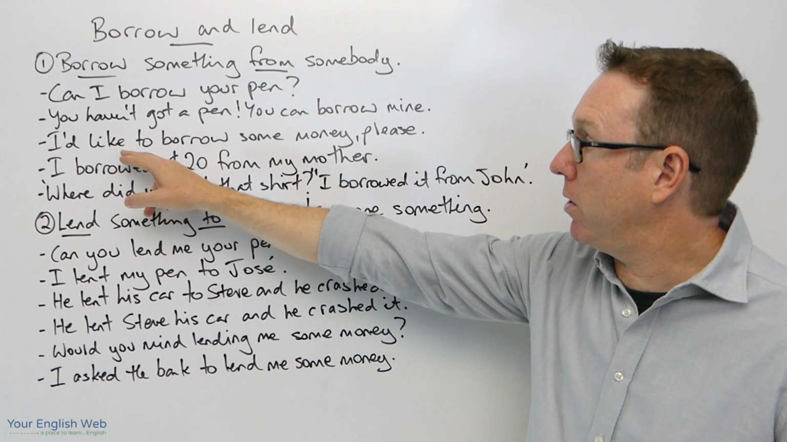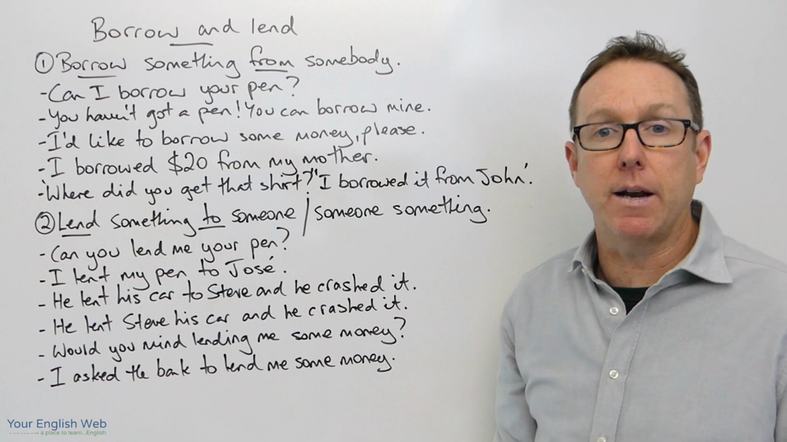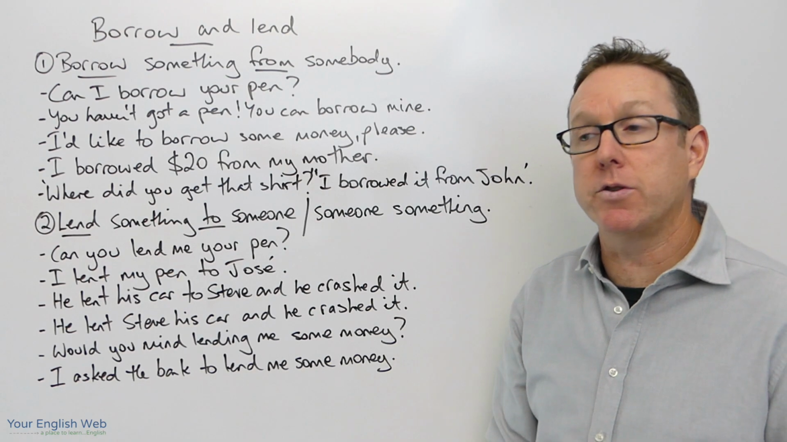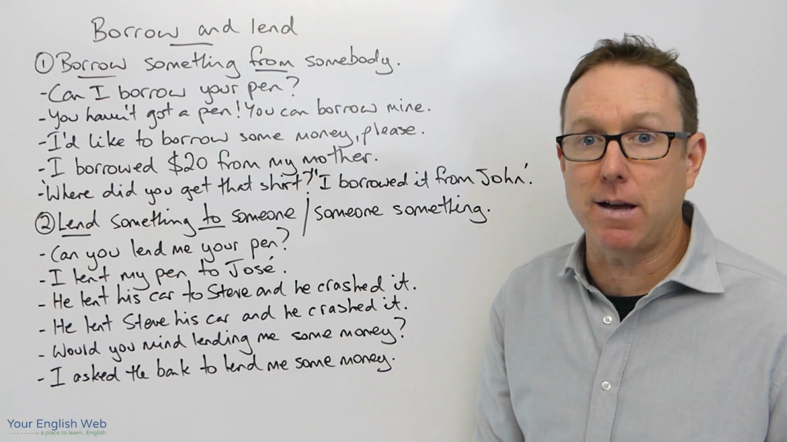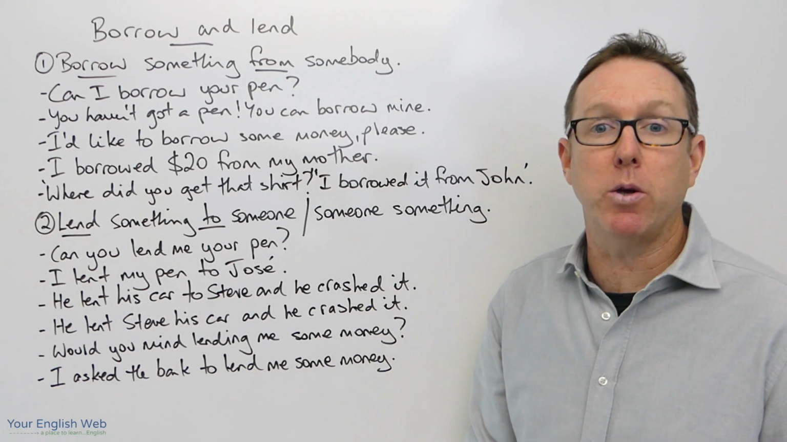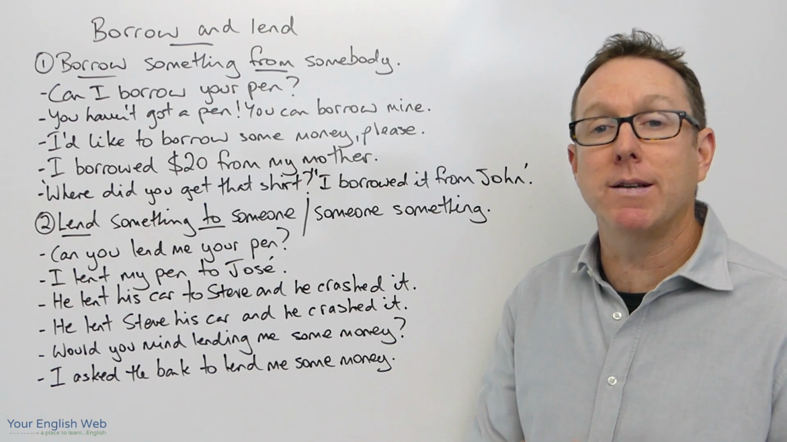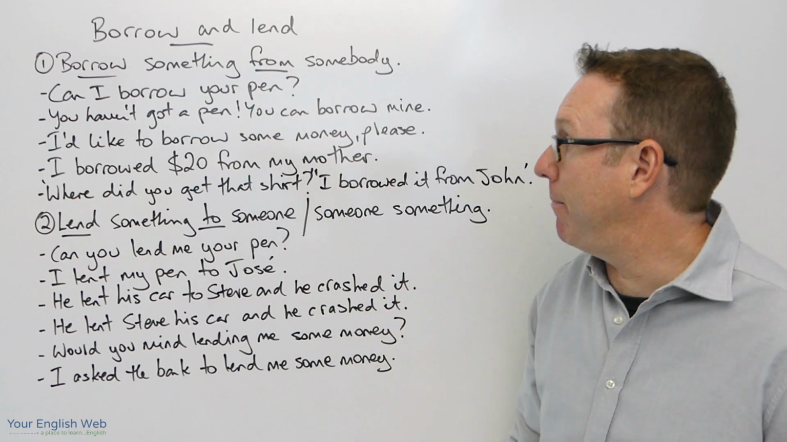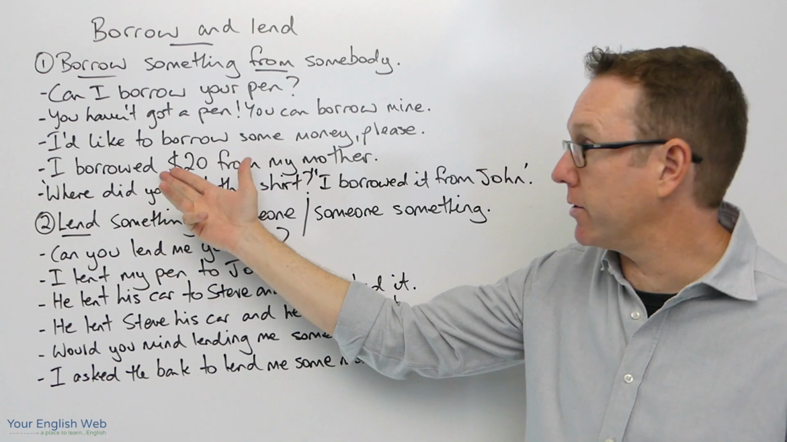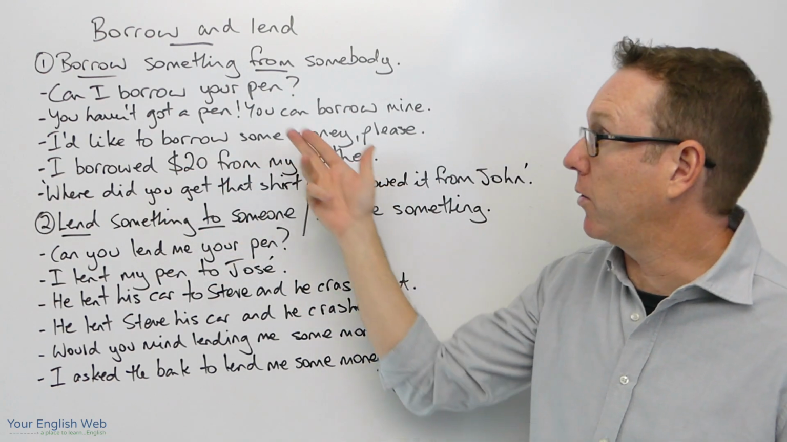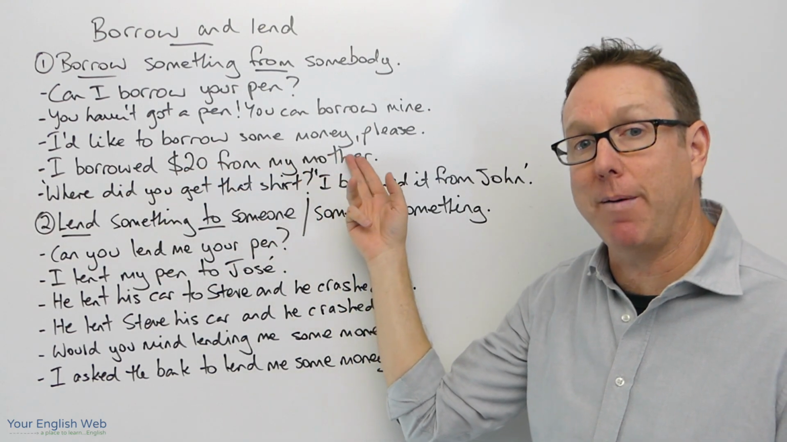The third example, I'd like to borrow some money, please. So you ask somebody for some money. Maybe it's the bank, maybe it's a family member, but you ask somebody for money, or you ask to borrow some money from somebody. The next example, I borrowed $20 from my mother, okay? The clearer structure, I borrowed $20 from my mother.